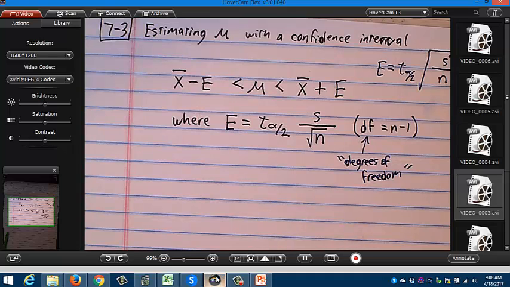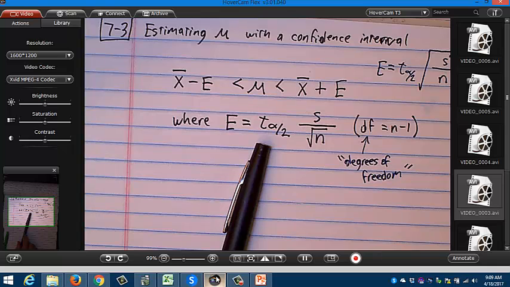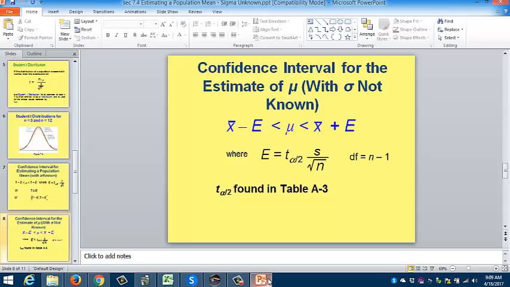So, 7.3. What's the difference now? In 7.2, we were estimating a proportion, a percentage, right? We were estimating p. Here we're trying to estimate a mean. So it's a different formula. All the stuff is stuff I've seen before except for t alpha over 2. We never talked yet about the... Oh, actually we have. We did talk about the t distribution. You just don't know where. I'll show you where that comes from. I'll go up a slide.